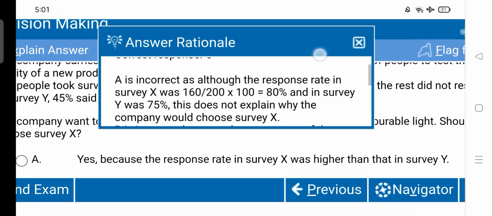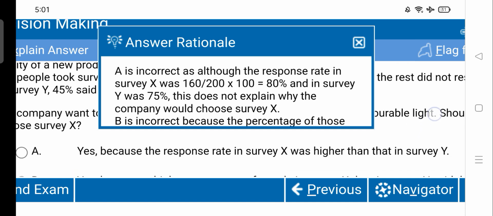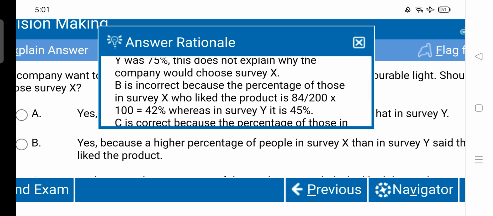So the correct response is option C. A is incorrect, as although the response rate in survey X was 160 by 200 multiplied by 100 equals 80%, and in survey Y was 75%, this does not explain why the company would choose survey X. Option B is incorrect because the percentage of those in survey X who liked the product is 84 by 200 multiplied by 100 is 42%, whereas in survey Y it is 45%.